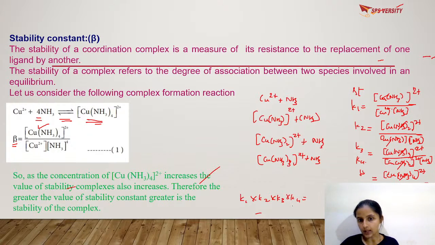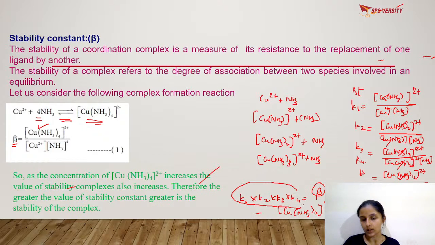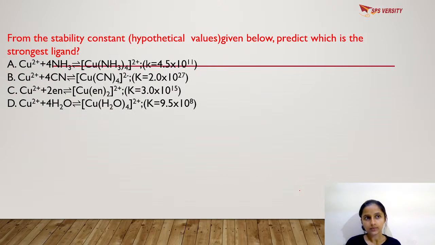So what are you left with at the end? You are left with [Cu(NH3)4]2+ over Cu2+ times NH3 to the power 4. So that's nothing but beta. This beta is called the overall stability constant, and this K1, K2, K3, K4 are called stepwise stability constants. So moving on to the MCQ section.